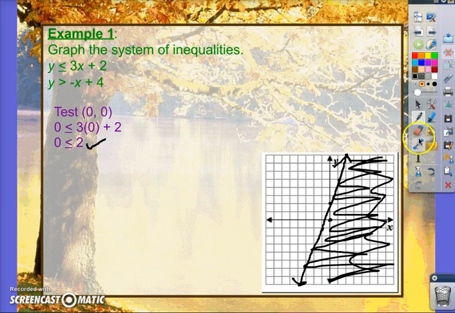Now I have to do the same thing again. This time I'm going to use red. I have y greater than negative x plus 4, so I go up 1, 2, 3, 4, which is here. Then I go down 1, right 1, down 1, right 1. And I could keep going. Now this one is a dashed line through my points.